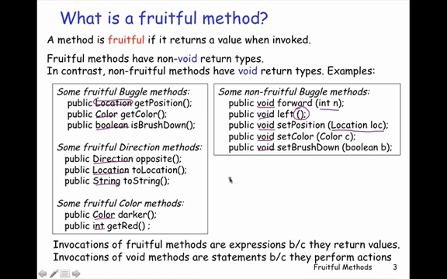One other thing to note is that when you invoke a fruitful method, such invocations are expressions. An expression, remember, is any program fragment that returns a value. So because fruitful methods return things, the invocation of a fruitful method is an expression. In contrast, the invocation of a void method is a statement. A statement is something that performs an action without returning a value, and that's what the void indicates.